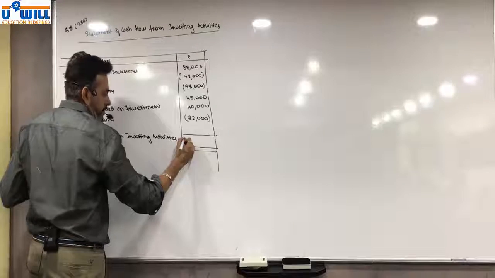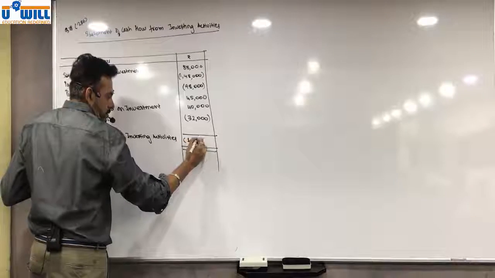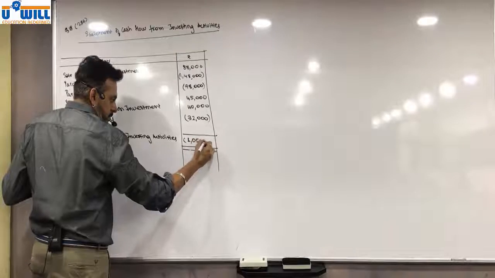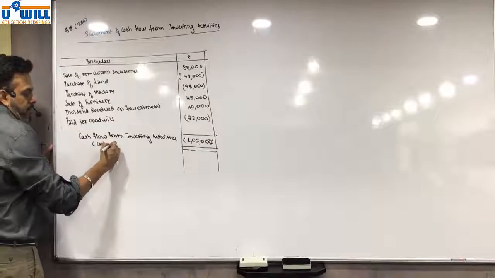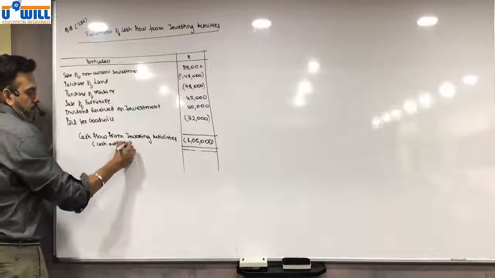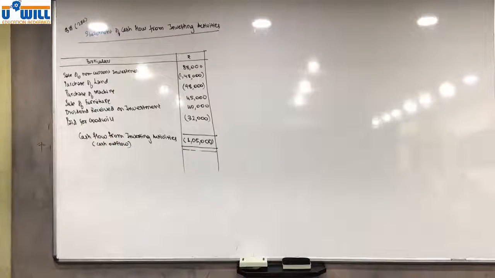$1,05,000. Write it in brackets. Here you write cash outflow. Cash outflow.